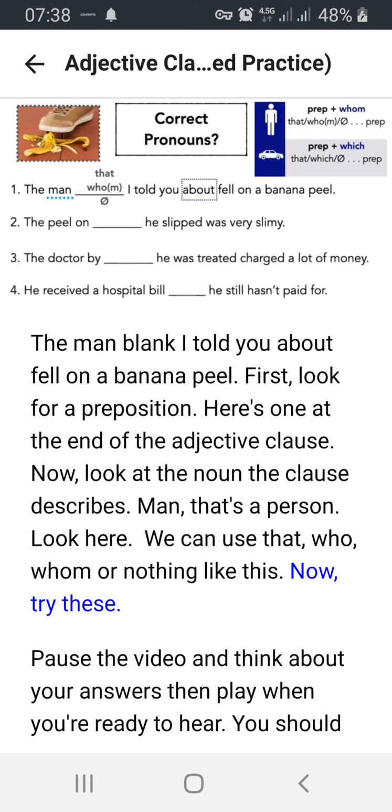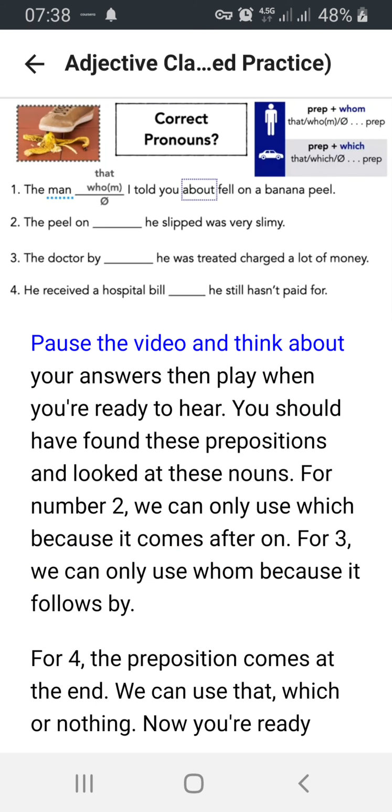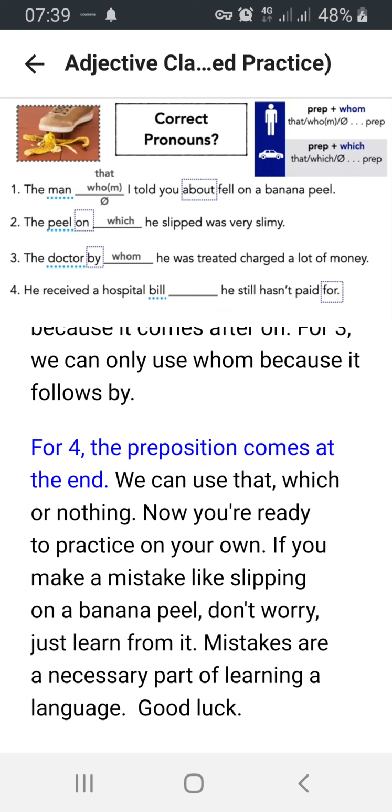Now, try these. Pause the video and think about your answers. Then play when you're ready to hear. Okay, you should have found these prepositions and looked at these nouns. For number 2, we can only use which because it comes after on. And for 3, we can only use whom because it follows by. And for 4, the preposition comes at the end, so we can use that, which, or nothing.